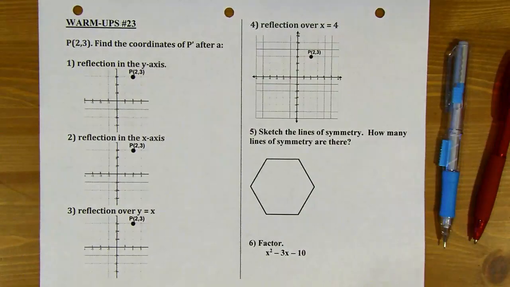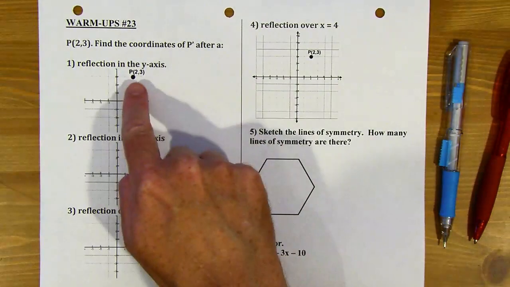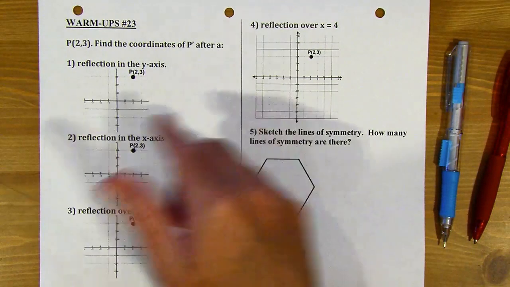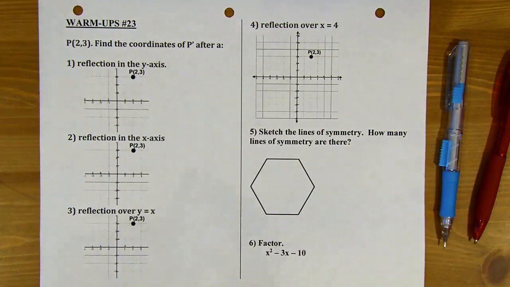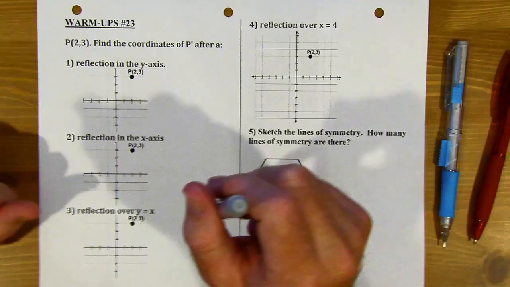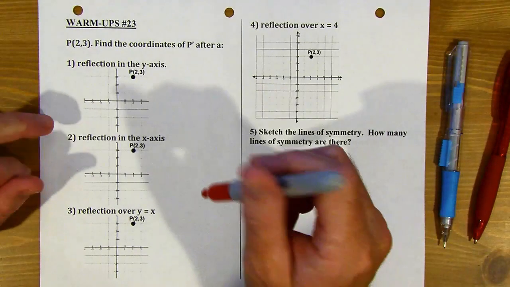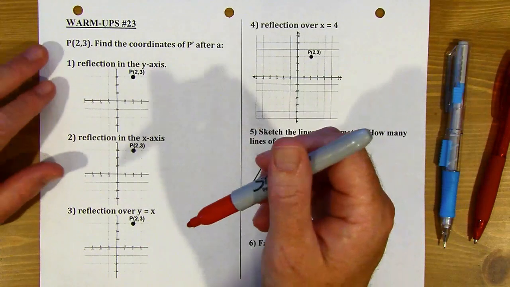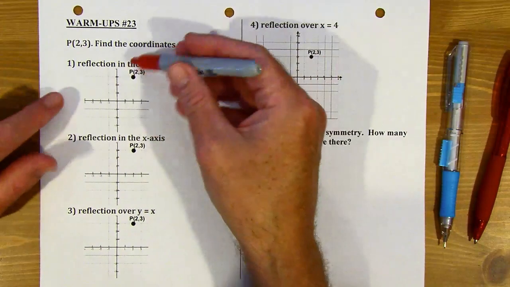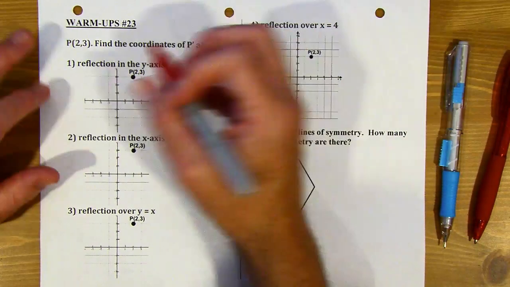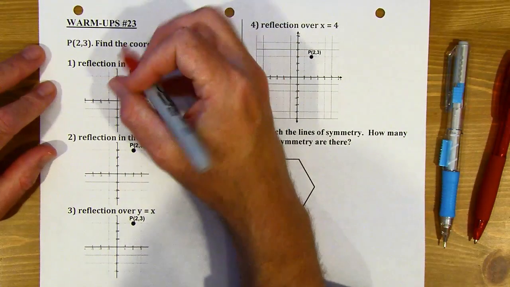All right, here's warm up number 23. So we're going to find the coordinates of point P after reflections over different lines. Okay, so when you're reflecting over a line, it's important to graph the line that we're reflecting over. I mean, it's not necessarily required, especially if it's an X or Y axis, but it's a good idea. So let's go ahead and do that.